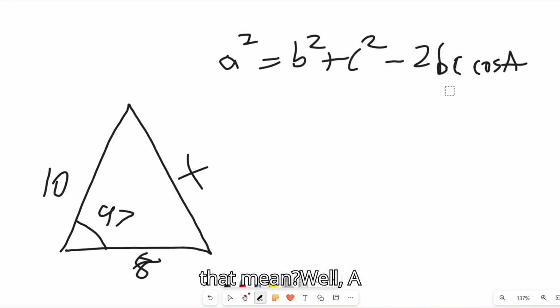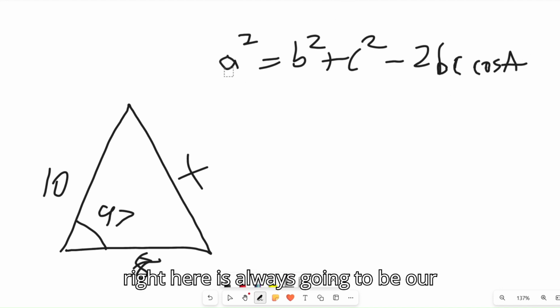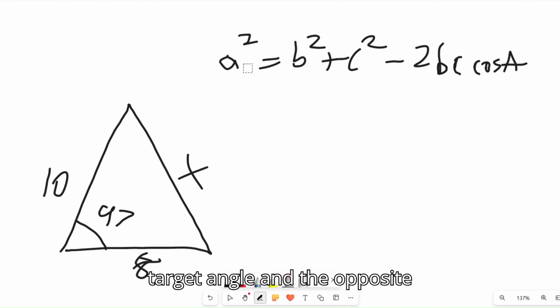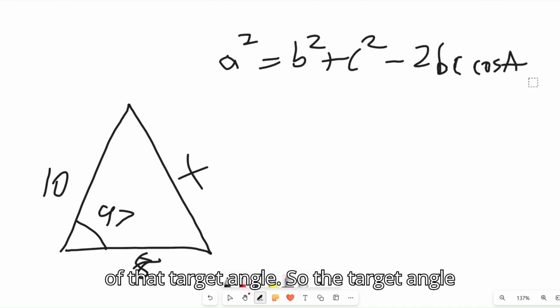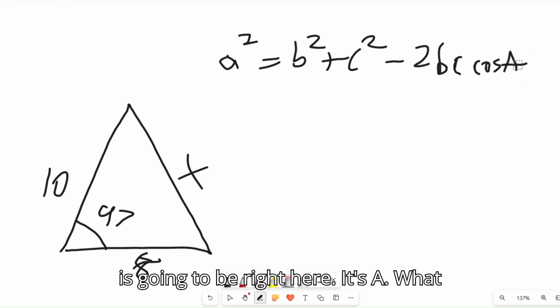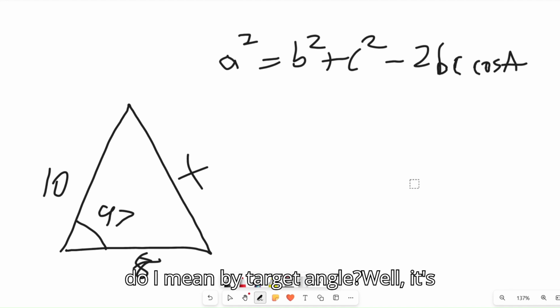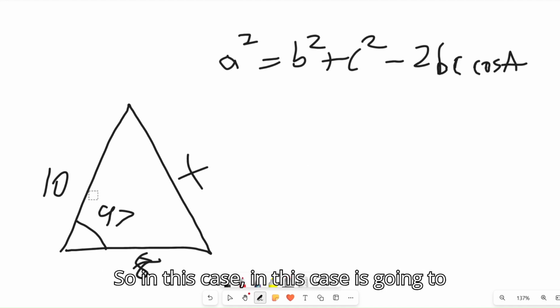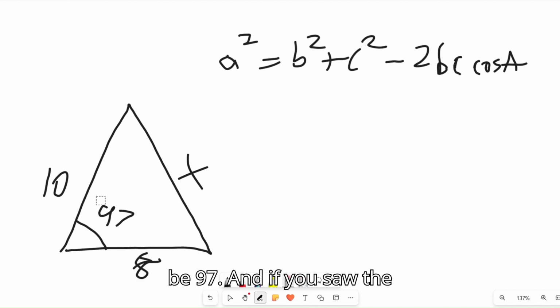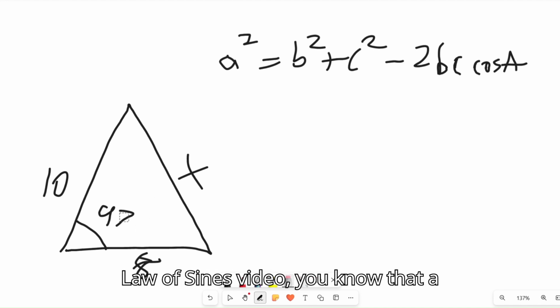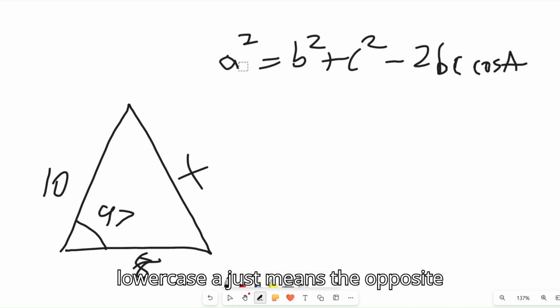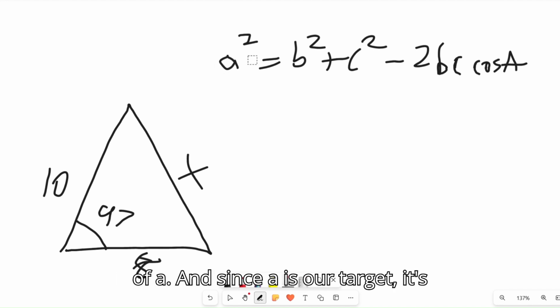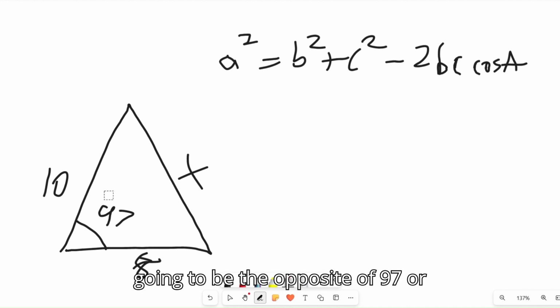What does that mean? Well, A right here is always going to be our target angle, and the opposite of that target angle is lowercase a. The target angle is going to be right here. What do I mean by target angle? Well, it's basically the angle we are working with. So in this case, it's going to be 97. And if you saw the law of sines video, you know that a lowercase a just means the opposite of A. And since A is our target, it's going to be the opposite of 97, or x.